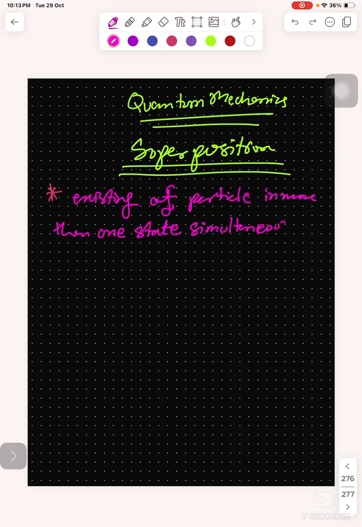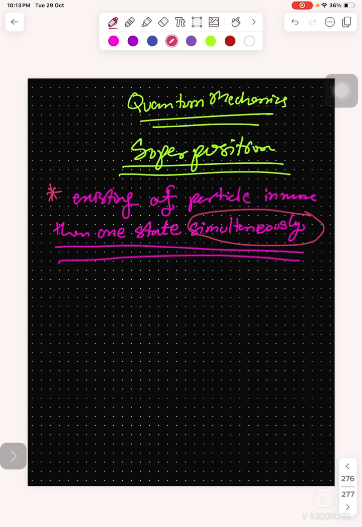This is what changes the whole concept. Superposition, the key point here is simultaneously existing in more than one state, a single particle existing in more than one state simultaneously.